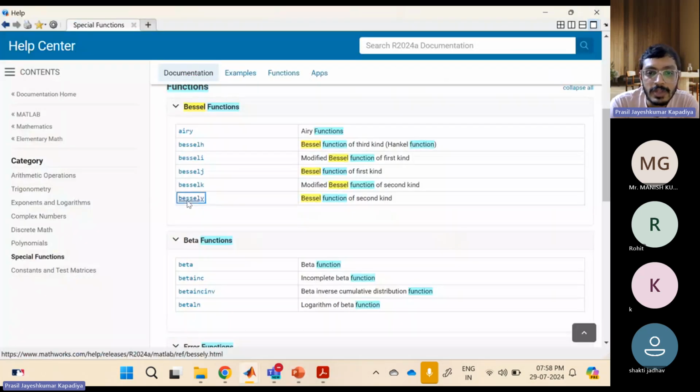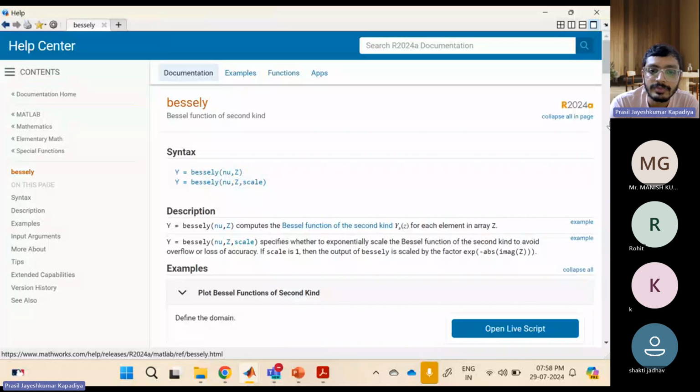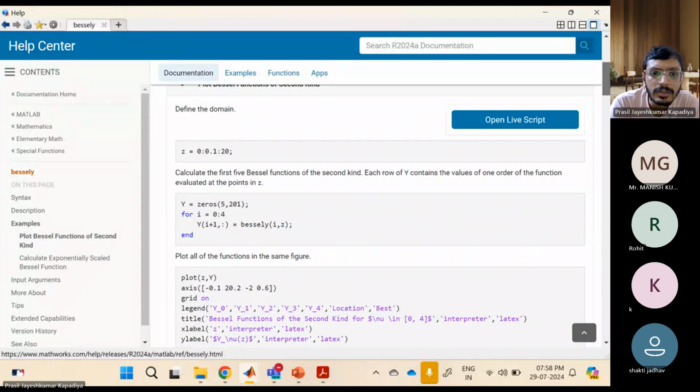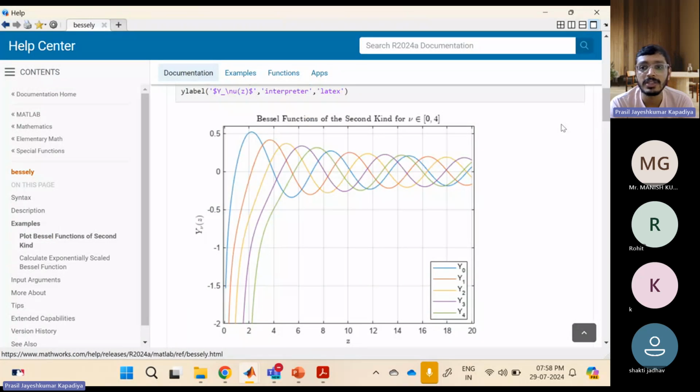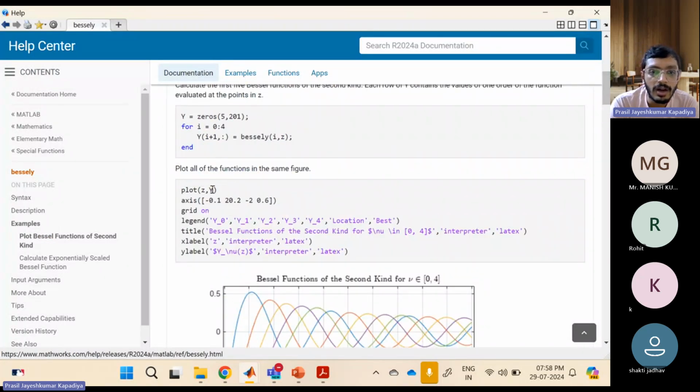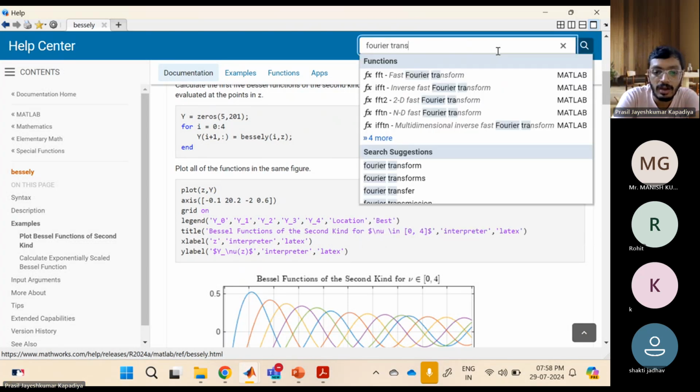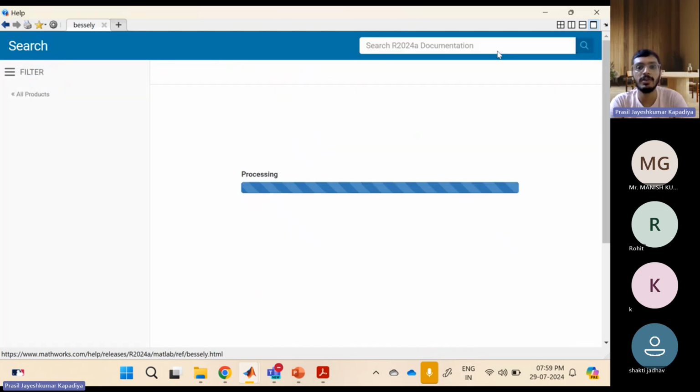Okay, let me click here to see if there are some examples available. Yeah, it is complicated. These kinds of functions are called Bessel functions, so you can directly call them by writing Bessel. Then the other was Fourier transform, right? So let me check Fourier transform. Fourier transform is also available.